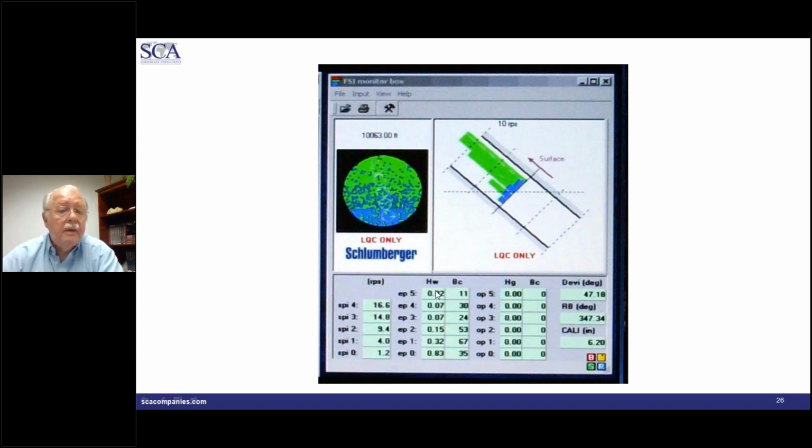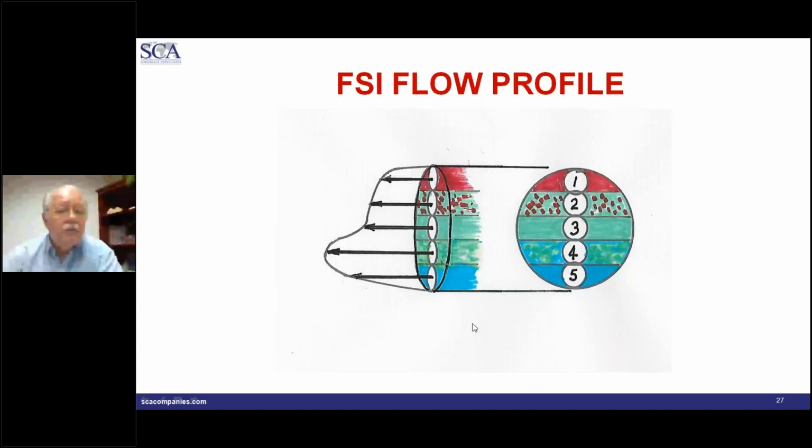And this shows how we do the computation again. We have 1, 2, 3, 4, 5 sectors. We have a velocity in each sector. Holdup: how much oil, how much gas, how much water in each sector, so we can then come up with the individual phase productions in each of these 5 sectors, add those 5 sectors together, and that would give us the total flow rate.